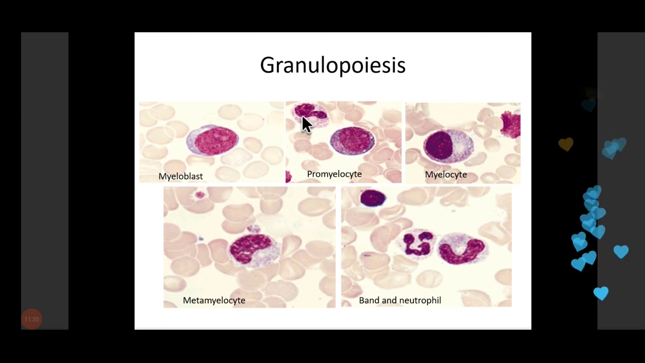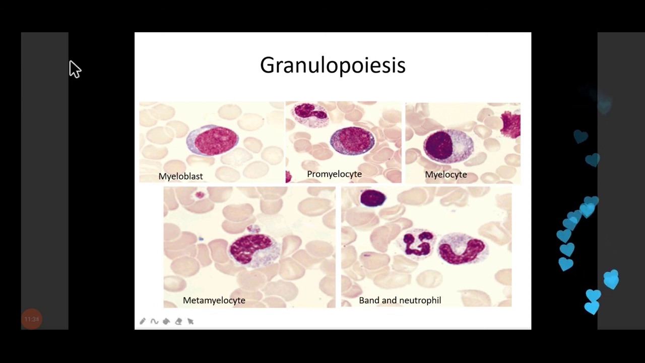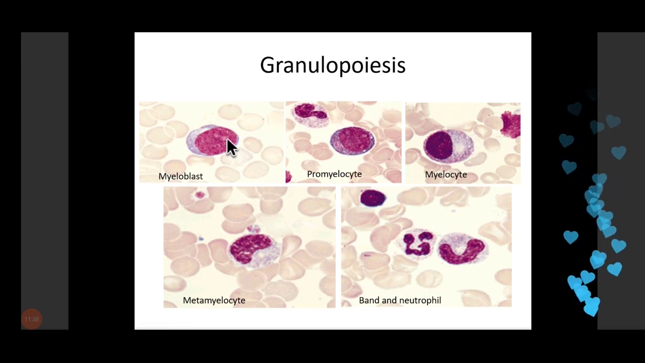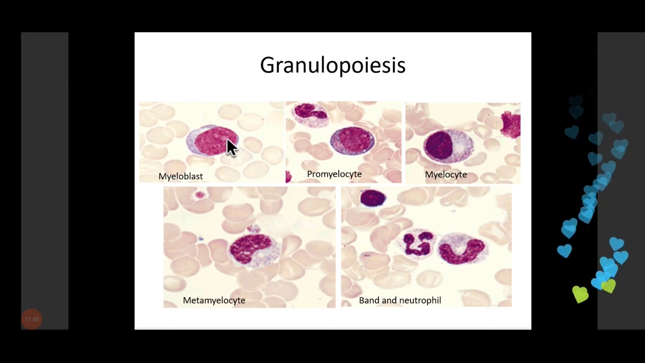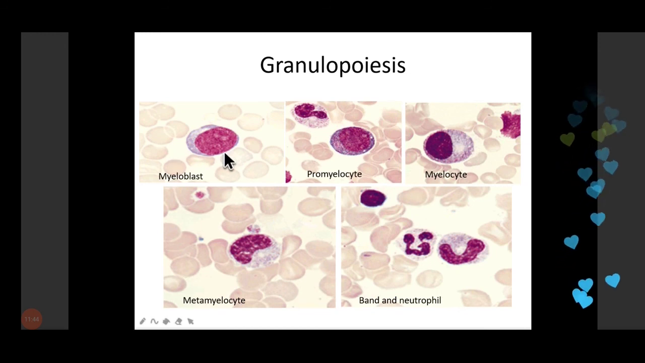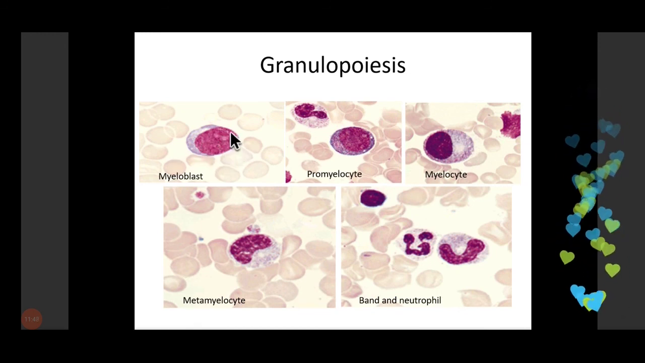Now coming into granulopoiesis, that is formation of your WBC. Okay, now myeloblasts. This is the blast. Myeloblasts and lymphoblasts, you'll be dealing more with in WBC disorders. We have the myeloblasts, which are round to oval with high NC ratio and prominent nucleoli.